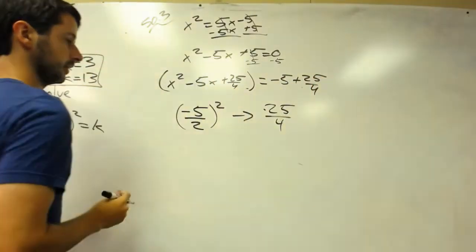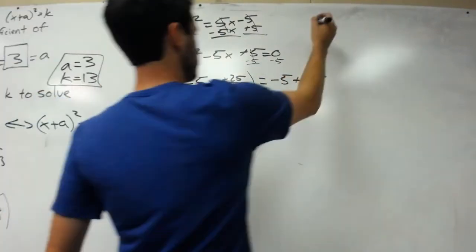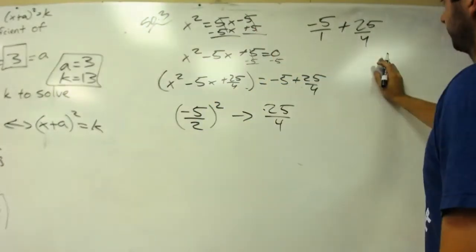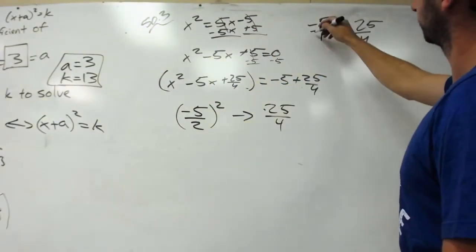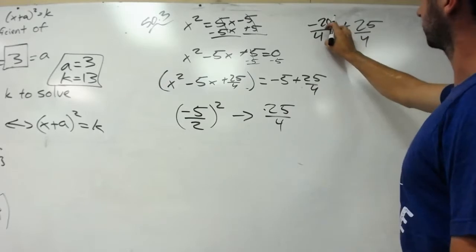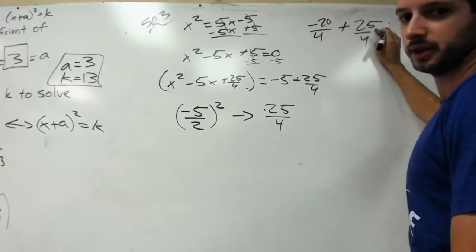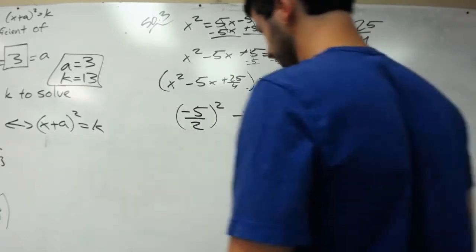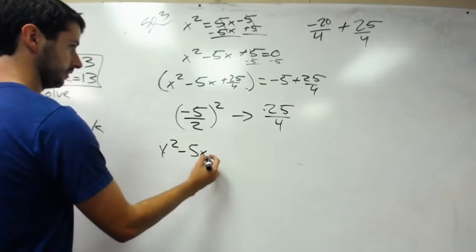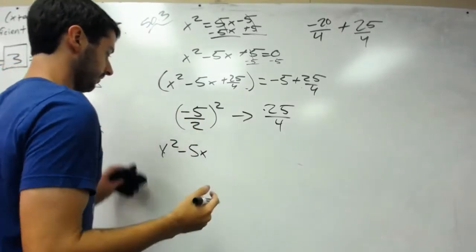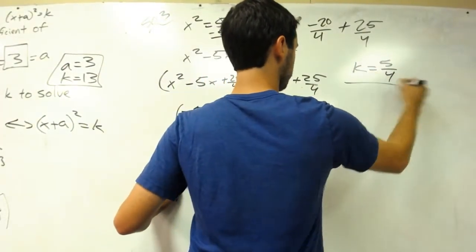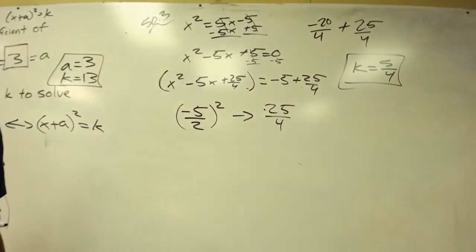You saw that? Now we got to add those fractions. Negative 5 over 1 plus 25 over 4. Got to multiply this by 4, so that becomes 4 and 20. 20 over 4 is 5. Negative 20 plus 25 becomes a positive 5 over 4. So now we're left with x squared minus 5x. Or actually, let me just say this. Now we found k. That was the whole purpose of that, to find k.